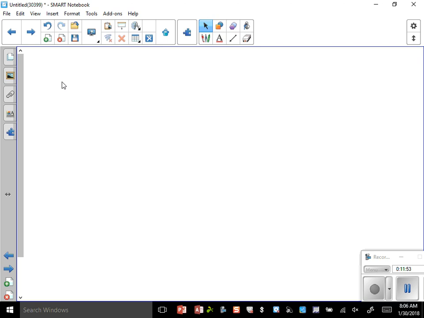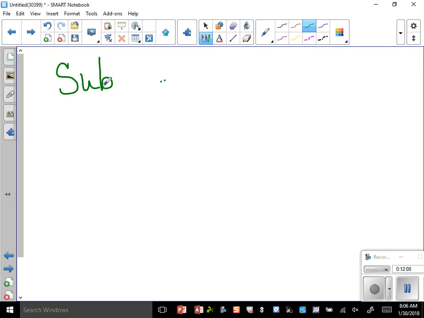This method is called substitution, so that means this is done all algebraically. The method that we just did a few minutes ago, we call that the graphing method, for obvious reasons, because you graphed. So this method is called substitution. So what do you think we're going to be doing?